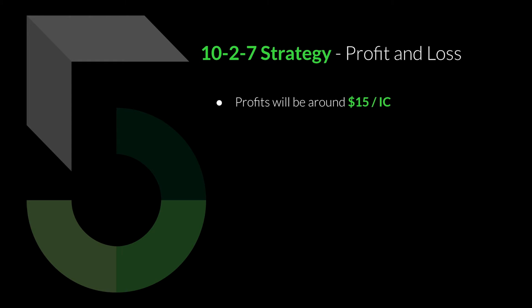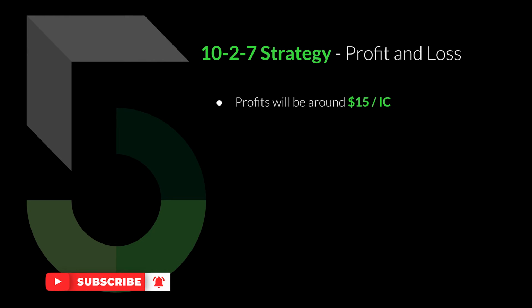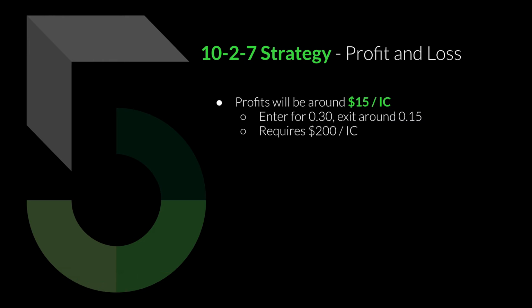So let's look at this. The profits are going to be around $15 per Iron Condor. If I'm opening it for $30 in credit and exiting at 50% of that, then I'm going to be gaining around $15 per Iron Condor. Because these are 2 strike wide condors, it's going to require $200 in capital, and it's going to be about a 7.5% return on capital. That is lower than the previous iterations, but I think I'm improving the strategy overall by taking away some of the other risks or limitations that those strategies have.